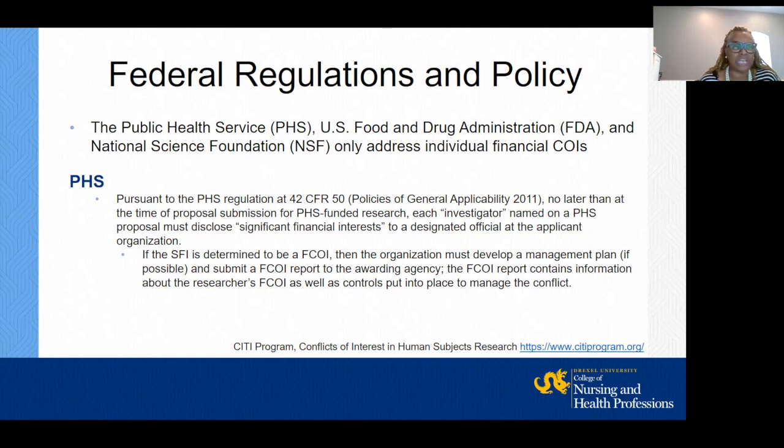Because at that point, we have an opportunity as a university, representing the universities, to review whatever you've disclosed and to make a determination whether or not an FCOI management plan, financial conflict of interest management plan, is required. If it's NIH or PHS, we have to report that to the eRA Commons. And the university is responsible for doing that in a timely fashion.